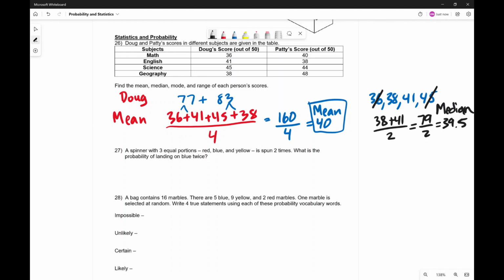Next, we'll find the mode. So in the list of numbers from Doug's scores, we have 36, 38, 41, and 45. The mode is the number that occurs most frequently, and in this case, no numbers repeat. So we can say that the mode will be none.